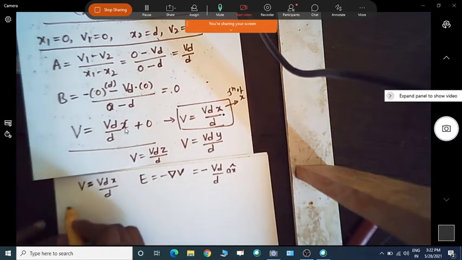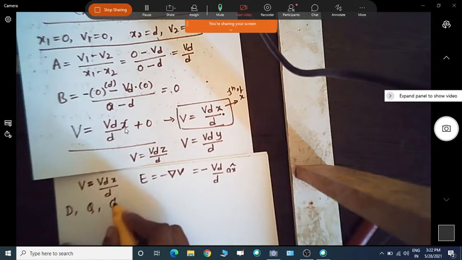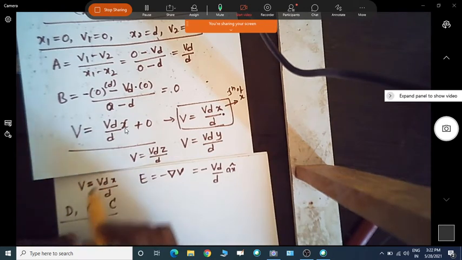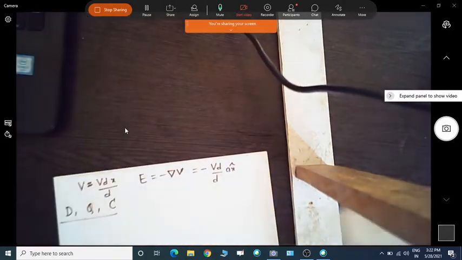Similarly, you can find out D, and you can also find out Q by using the surface charge density rho s. We can also finally find out the capacitance, which we will do when we discuss the concept of capacitance. So in general, from electric potential you can find out all these things. Now this is about the Cartesian coordinate system.